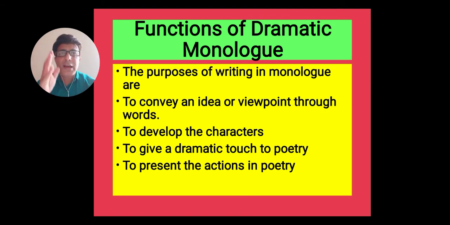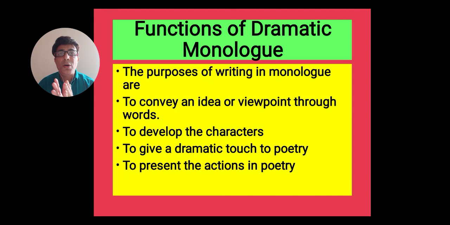Dramatic monologues have some specific functions to perform. Number one, the main purpose of writing this kind of poetry is to convey an idea or a viewpoint through words in poetry. Number two, sometimes dramatic monologues are used to develop some characters in poetry. Why? Because slowly and gradually when the poem advances, during his speech the character expresses his views, and through his views we understand the nature and the character of the person who is speaking.